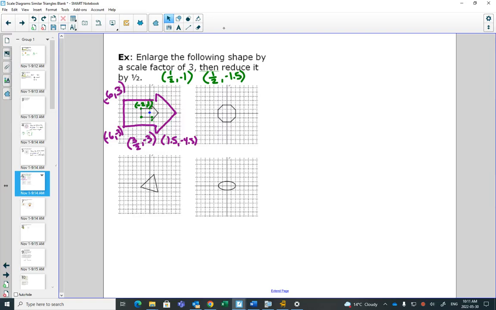Okay, let's look at the next one. Okay, we've got our original points here, here, here, here, here, here, here, and here. And you want to triple them. Okay? I'll let you triple this one on your own.